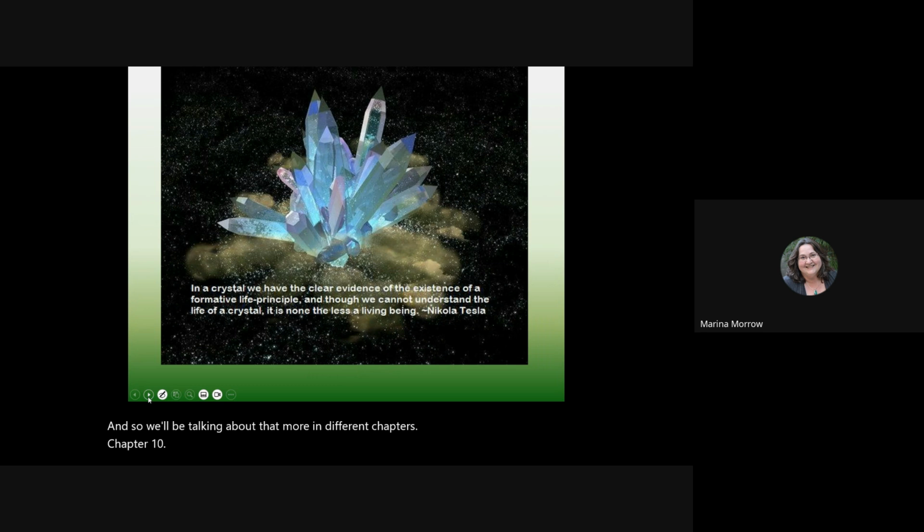Okay, this is just a quote by Nikola Tesla. I'm not sure what it means exactly, but it's kind of cool. All right, we cannot understand the life of a crystal, and yet it is a living being. Okay, perhaps.